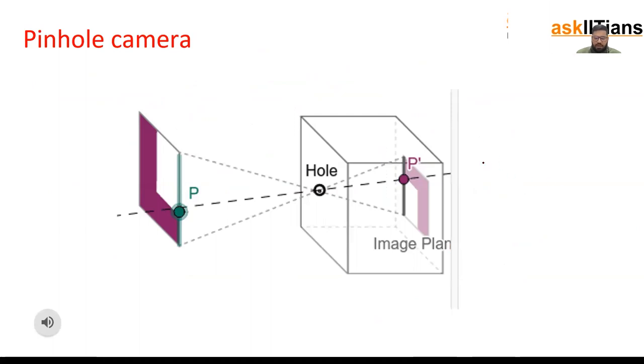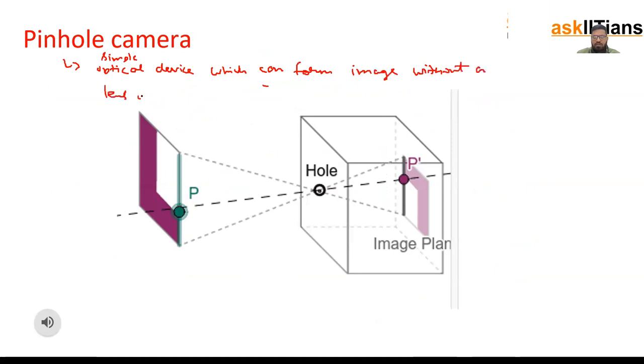So now the next concept is the pinhole camera. If I simply define this, it is a simple optical device which can form an image without a lens or a mirror. Okay, so the pinhole camera is that simple optical device which can form the image of an object without a lens or a mirror, and it works on the principle of linear propagation of light.